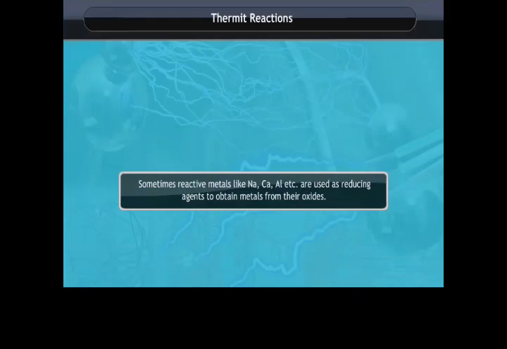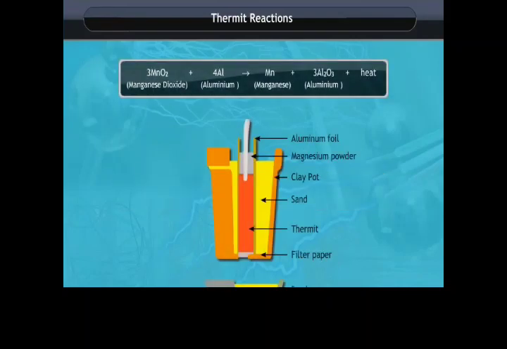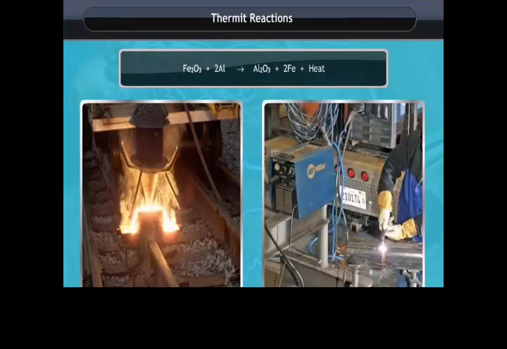Thermit reactions. Sometimes reactive metals like sodium, calcium and aluminium are used as reducing agents to obtain metals from their oxides. The reaction between metal oxides and aluminium is highly exothermic and the metals are obtained in the molten state. Such reactions are called thermit reactions. The reaction between iron oxide and aluminium produces molten iron. This reaction is used to join rail tracks and broken machine parts.